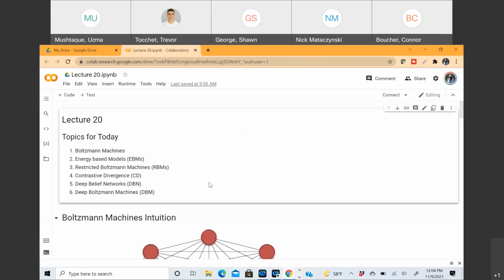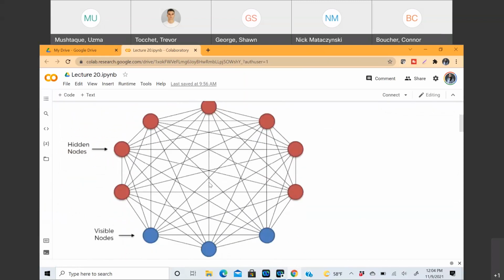So let me quickly show you this. This is a high-level representation of a Boltzmann machine. You have nodes, of course, and we are distinguishing between visible nodes and hidden nodes.